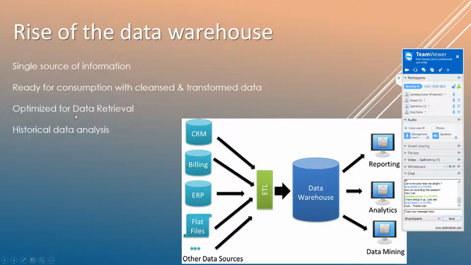Then ready for consumption with cleansed and transformed data. This is something that everybody is familiar with. The data that's there in your transactional systems is never directly consumable by the business users. Why? Because the data in the operational systems is usually very cryptic. For example, you do not store the date. Instead, you store an integer that represents the index of the date, right? You do not store, let's say, the month name. You probably just store the first three letters of the month name, and so on.